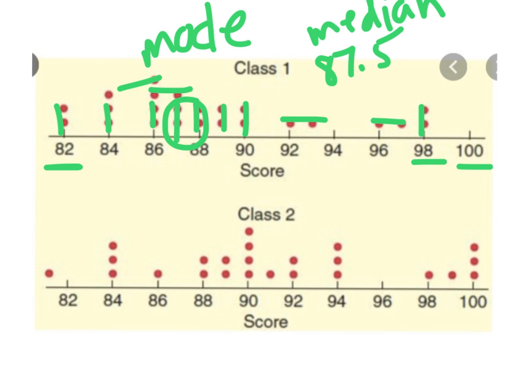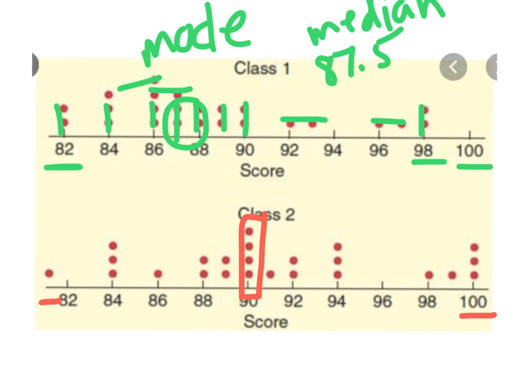Class 2. What was the least? What was the greatest? What information came up the most often? And what's the middle? So the least, we have something less than 82. So that might be an 81. What's the greatest? We have 3 kids who got 100. So that one has a range from 100 down to about 81. The most often, the highest tower, is 90.